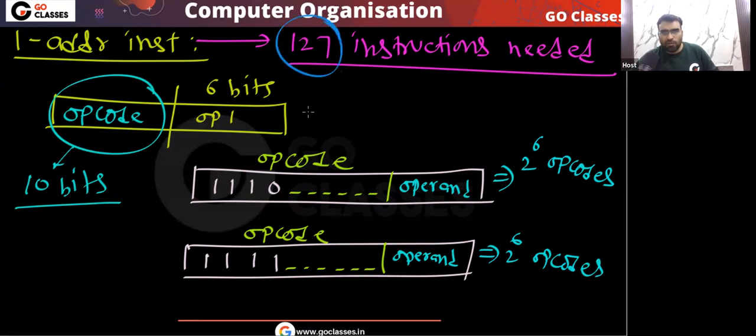But how many do I want for 1 address instructions? Here I can create 2 power 6 opcodes, and here 2 power 6 opcodes. But in total how many do I want? I want 127, and I can create 128. So remember, I can create 128 opcodes for 1 address instructions.